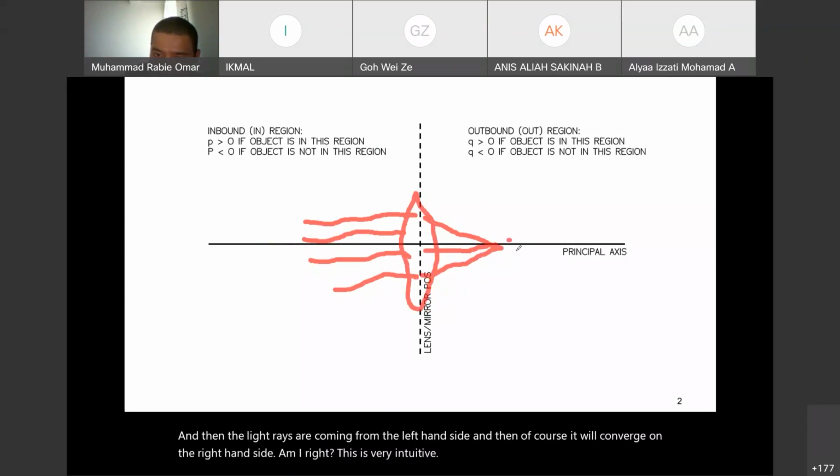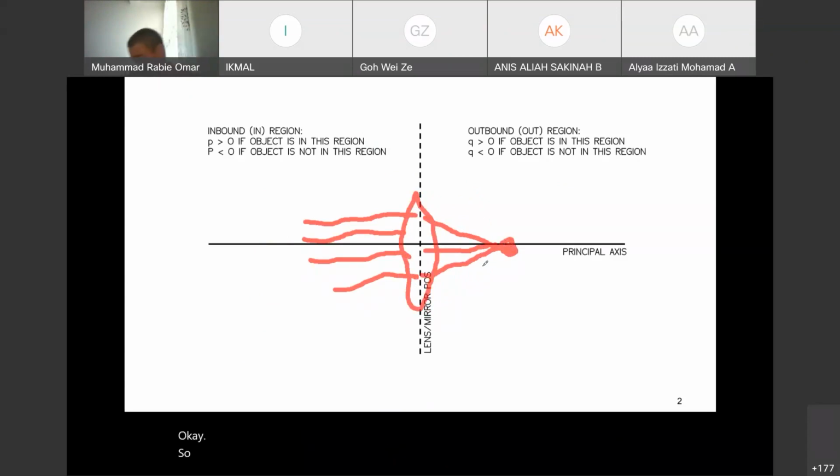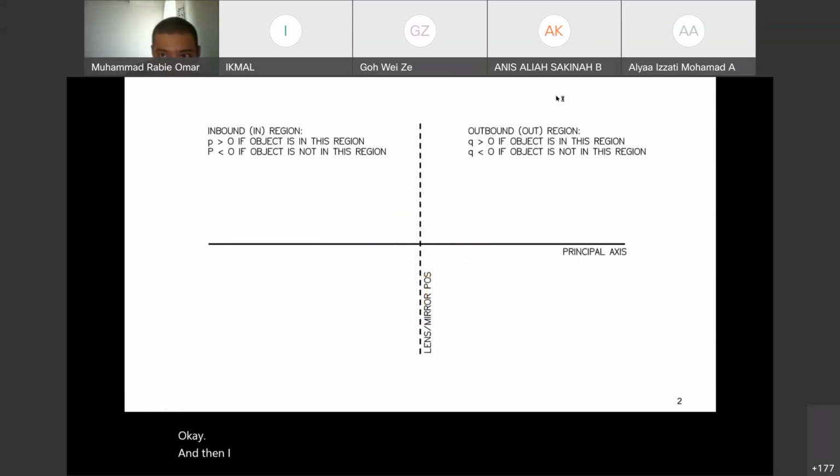Okay. So your focal point here lies inside the outbound region. So the value of F should be positive. Okay. And then I have another one, which is for the concave lens. I draw this like this here.